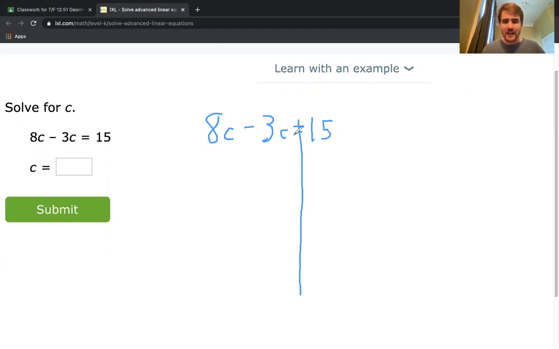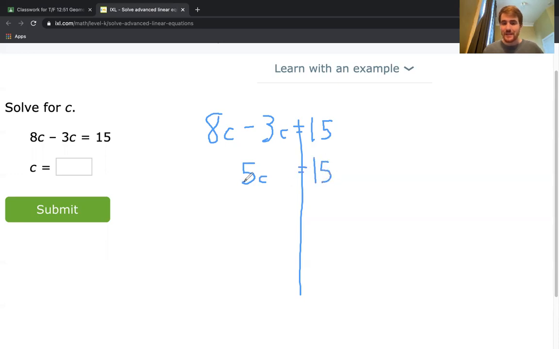The key here is recognizing that we can combine these two. Normally, we can't always add or subtract things together. But because 8c and 3c are like terms, we can just do 8c minus 3c, which is 5c. So 5c equals 15.